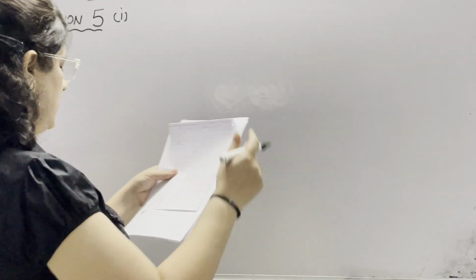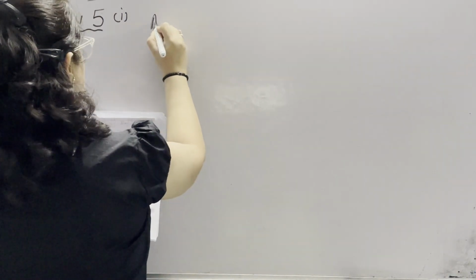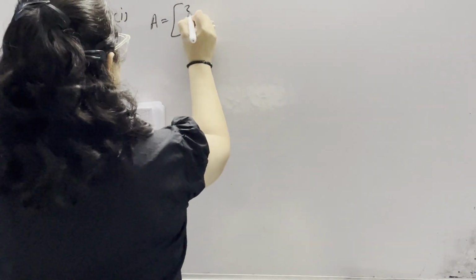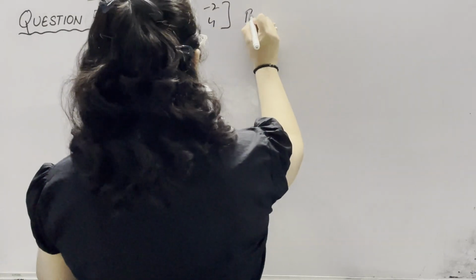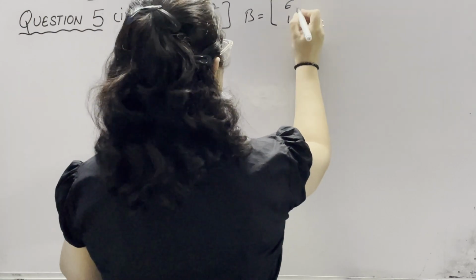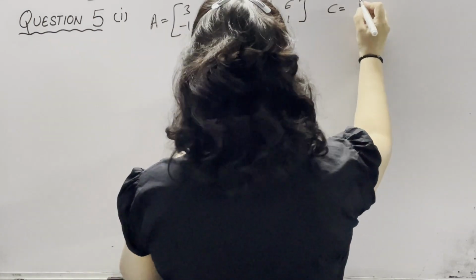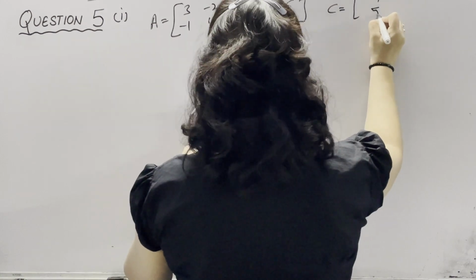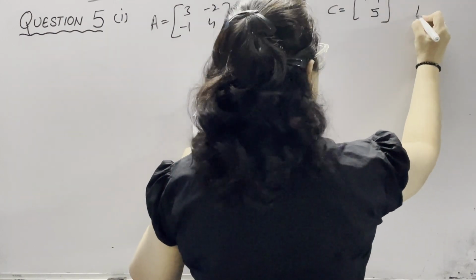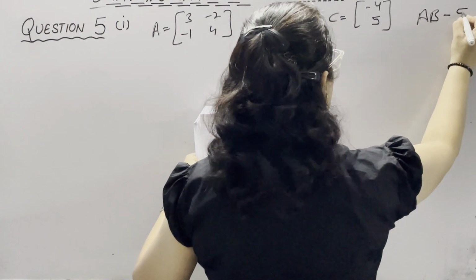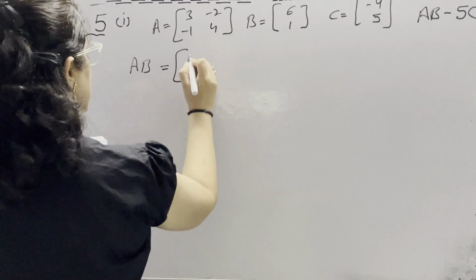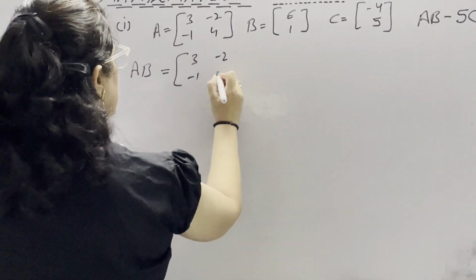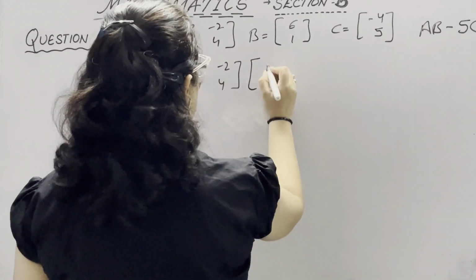Coming to question number 5, our part 1 is matrix A is given as 3, minus 1, minus 2, 4. Then B as 6 and 1, C as minus 4 and 5. We need to calculate AB minus 5C. Now for AB, multiplication is required. First write them in correct order, which is first A and then B.